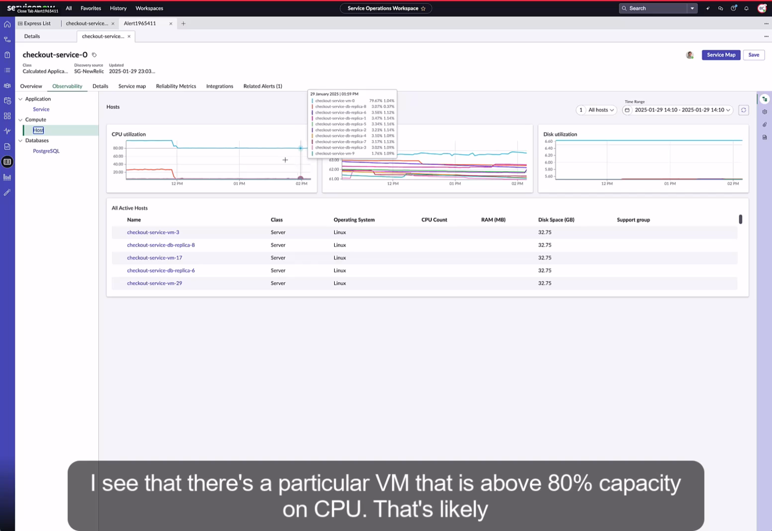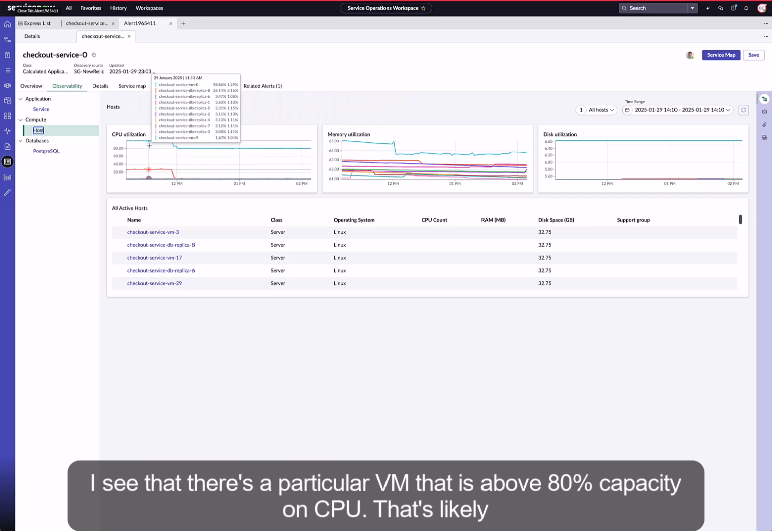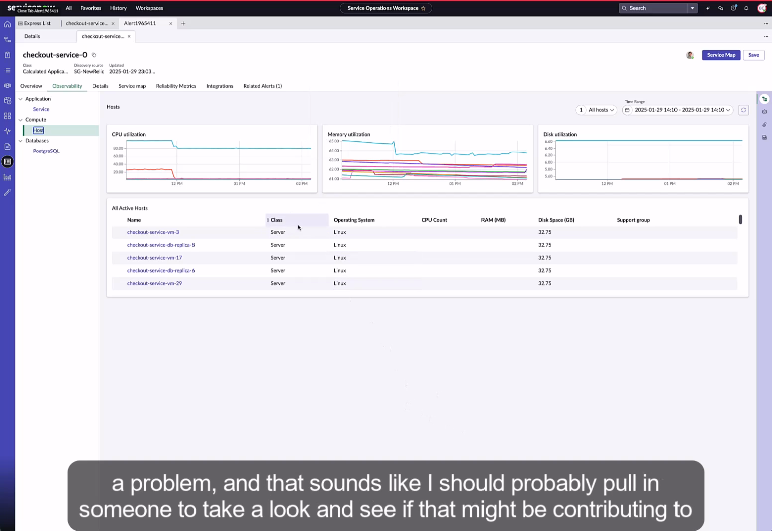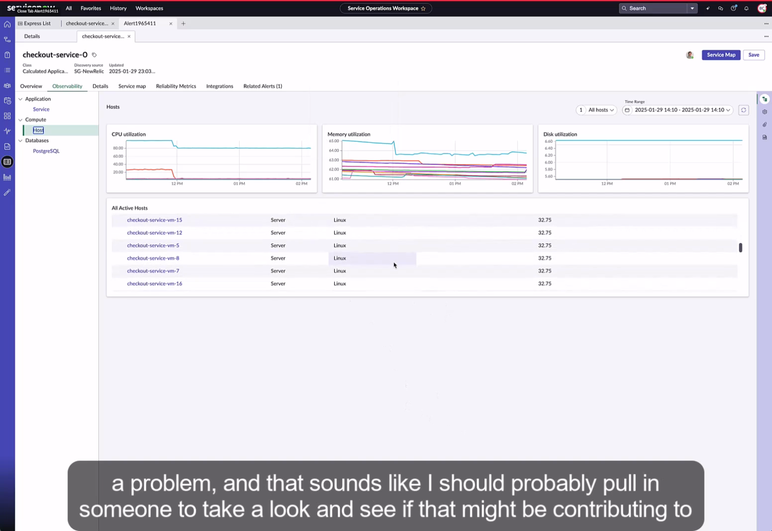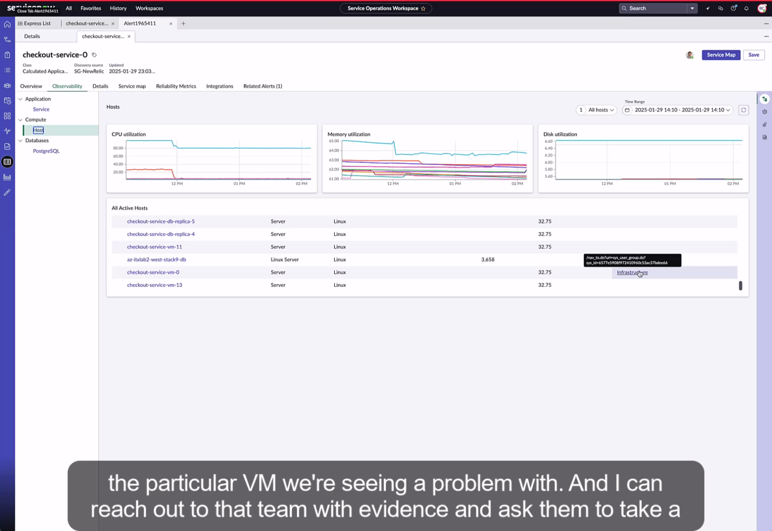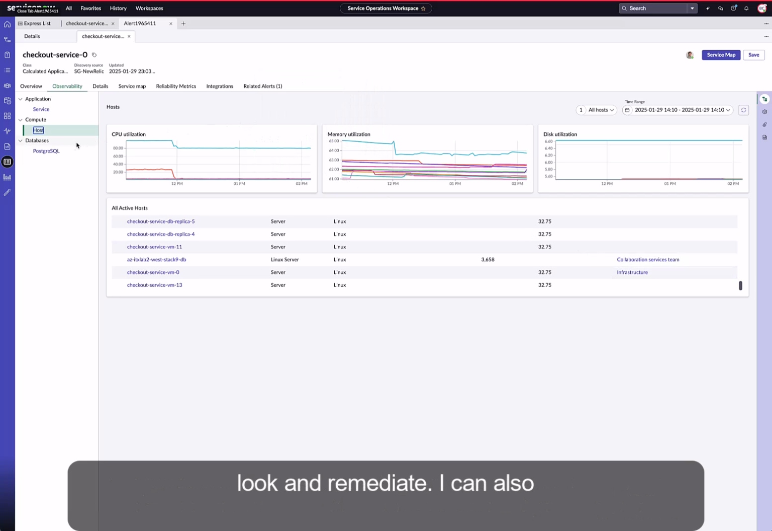So here I see that there's a particular VM that is above 80% capacity on its CPU. That's likely a problem, and that sounds like I should probably pull in someone to take a look and see if that might be contributing to the latency that we're seeing. So given this evidence, I can use this table to find that the infrastructure team is supporting the particular VM we're seeing a problem with. And I can reach out to that team with evidence and ask them to take a look and remediate.